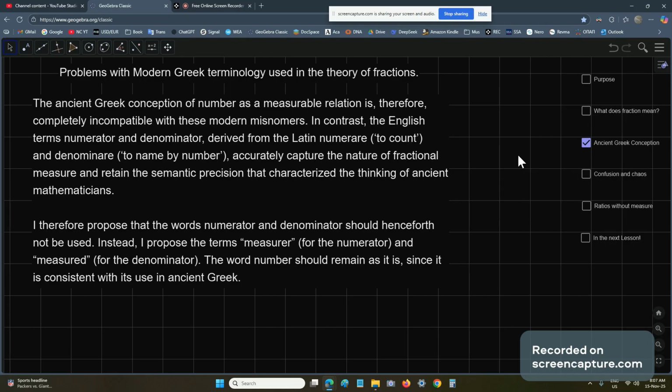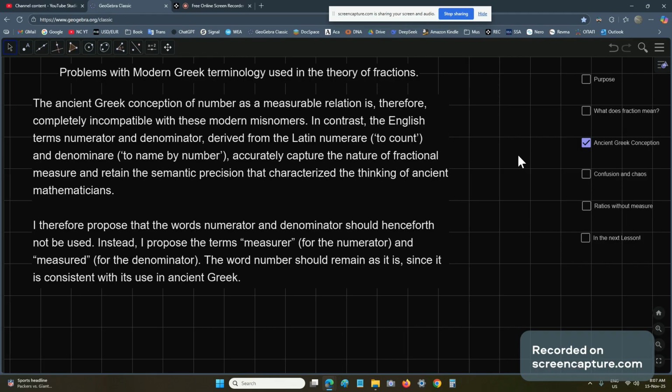Derived from the Latin numerare, to count, and denominator, to name by number. These are more accurately capturing the nature of fractional measure, and they retain the semantic position better than that of the modern Greek definitions. Ancient Greeks never used terms like numerator and denominator.